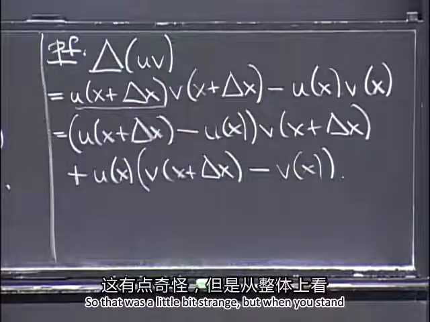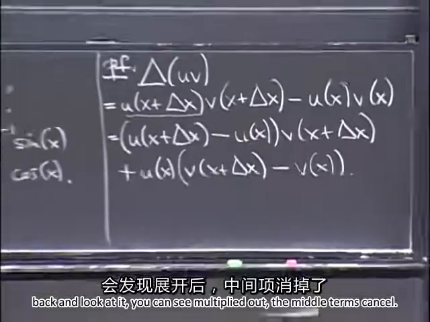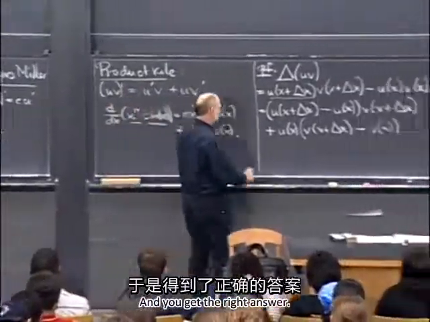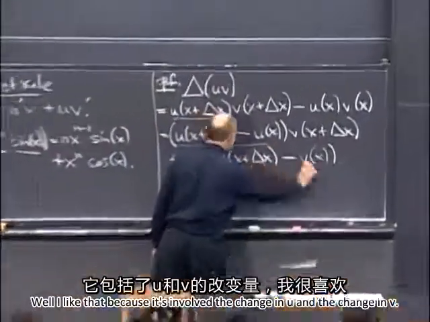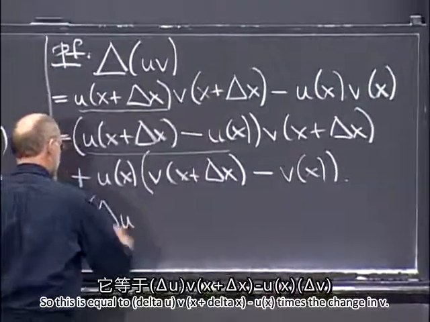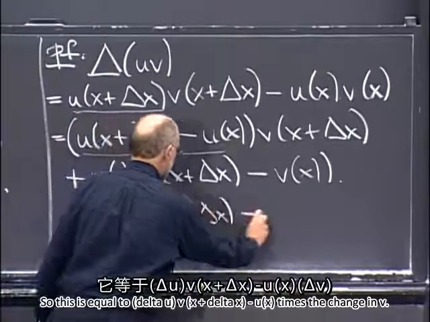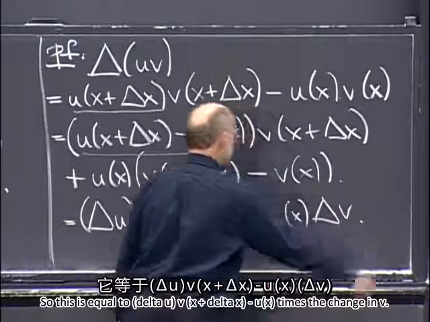So that was a little bit strange, but when you stand back and look at it, you can see, multiplied out, the middle terms cancel, and you get the right answer. Well, I like that because it involves the change in u and the change in v. So this is equal to delta u times v of x plus delta x, plus u of x times the change in v.